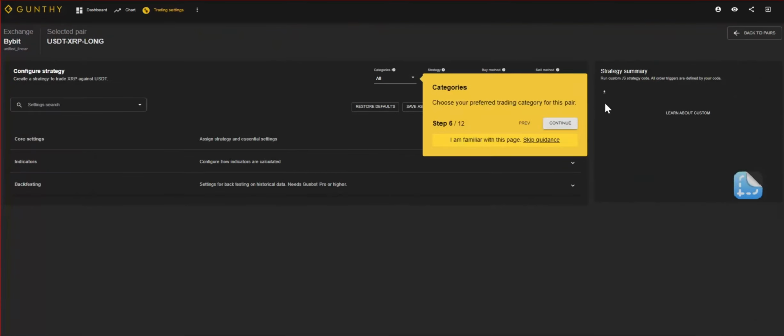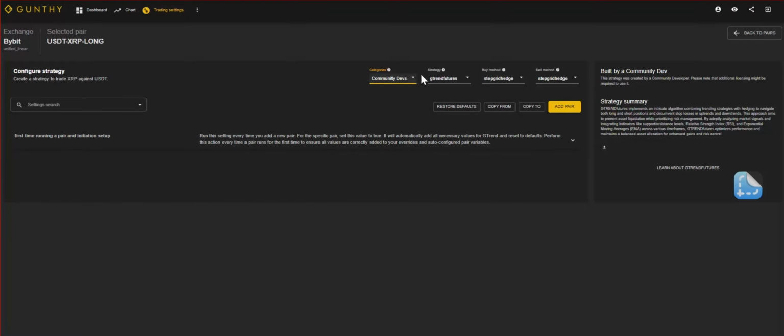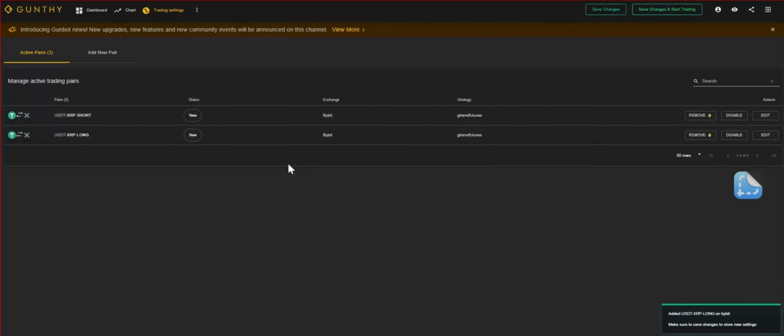Once we have selected it, under the community dev tab, you want to select Gtrend Futures. Once you have it selected, you want to go to add pair. After you have clicked on the add pair section, go ahead and save and start trading.